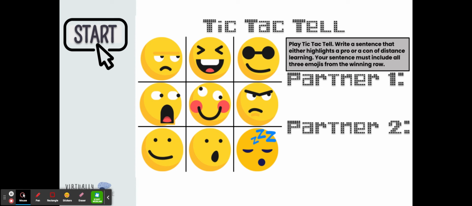Here's an example where they just did sentences, not paragraphs. So we're still leveling up with a low cognitive load. And they had emojis on their Tic Tac Tell board. And they had to write a sentence that either highlights a pro or a con of distance learning. And your sentence had to include all three emojis. That was a fun one. The stuff that the students wrote there were quite entertaining.